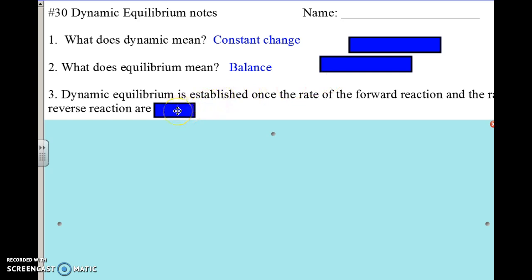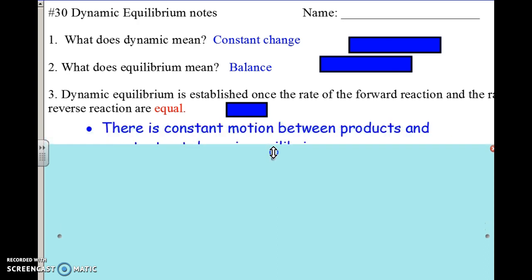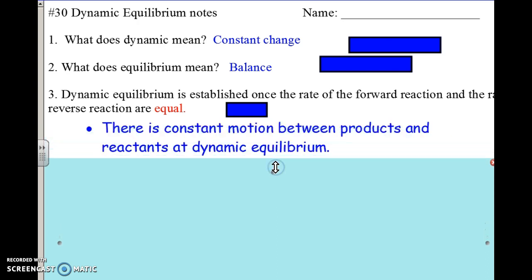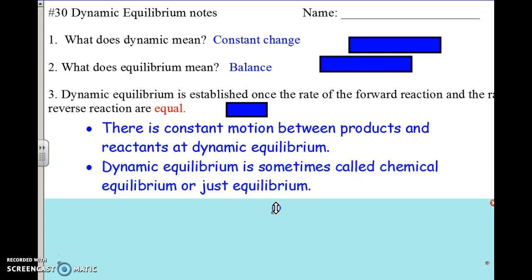So dynamic equilibrium is established once the rate of the forward reaction and the reverse reaction are equal to each other. So that means in a beaker or in a test tube, the making of the products and the products coming back together to make the reactants are occurring at the exact same time and at the exact same amount. Another way of putting it is there's constant motion between the products and the reactants at dynamic equilibrium. And dynamic equilibrium is sometimes called chemical equilibrium or just equilibrium.